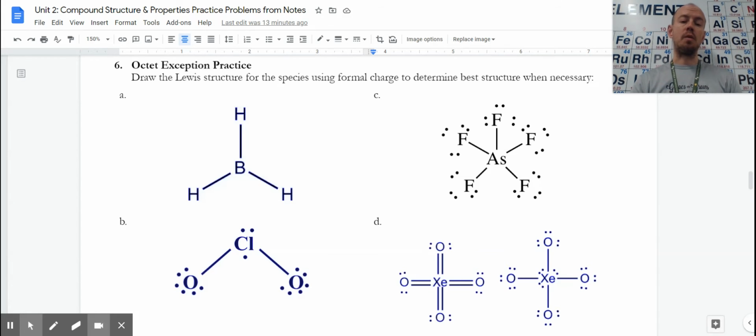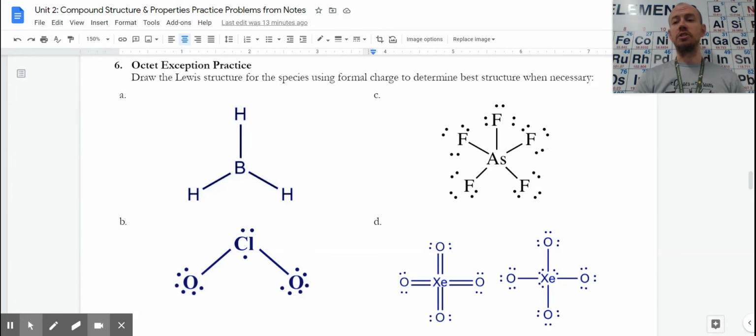But just know that no matter what we do, chlorine's going to end up with an odd number. So this works. We might see some resonance. We might then use our formal charge to confirm which one's the best. But it's important that no matter what we do, chlorine's going to have an odd number.